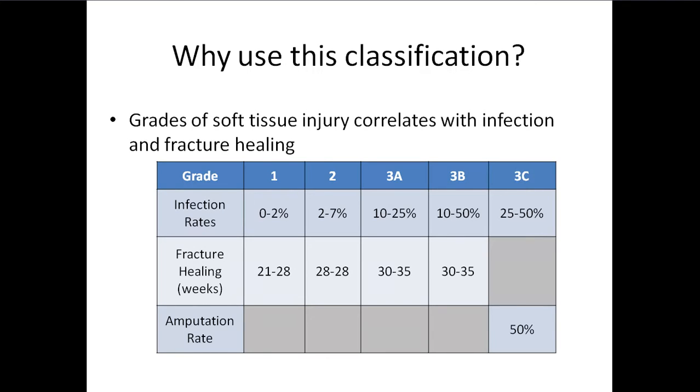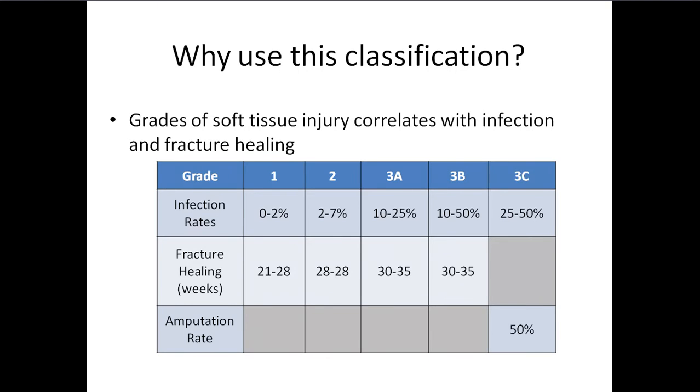Why do we use this classification? Because the grade of soft tissue injury correlates with infection and fracture healing. The soft tissue injury is the most important vital parameter in this case. Why? Because the major complication of open fractures is, what is the major complication of open fracture? Can anyone tell? Logically you can think.